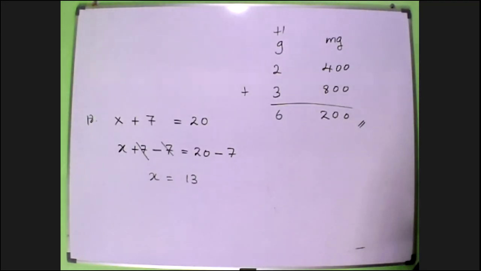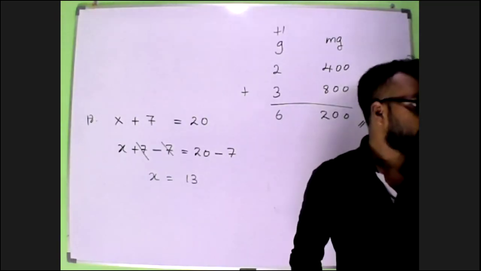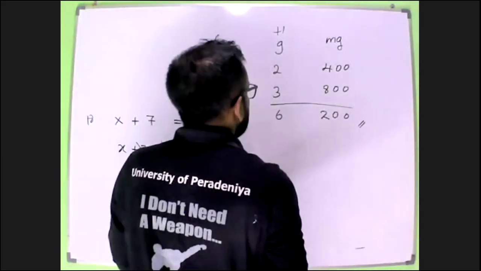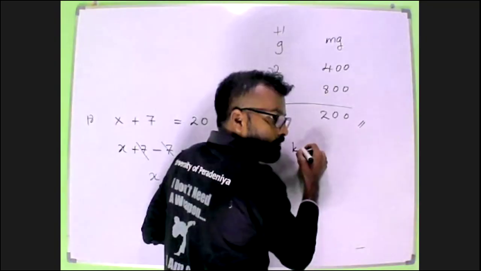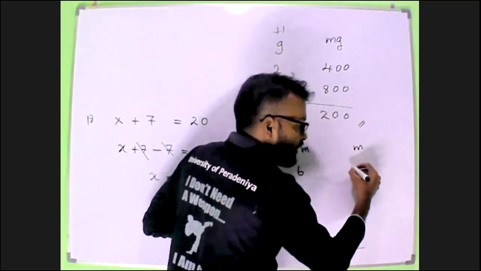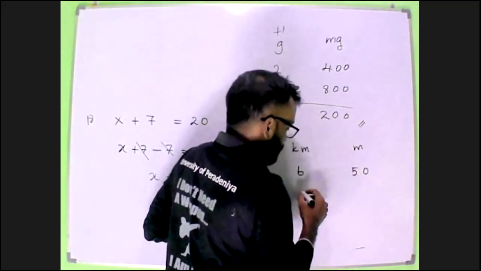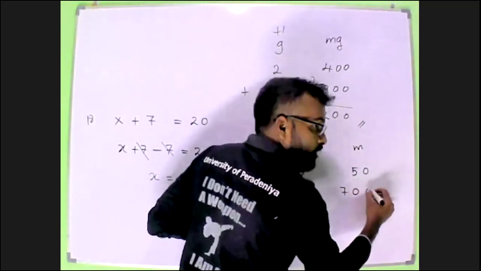Okay, so let's move to the next one. In the 19th one, simplify 6 kilometers and 50 meters minus 2 kilometers and 700 meters. So it is similar to this one, and it is in kilometers and meters. 6 kilometers and 50 meters, and 2 kilometers and 700 meters.